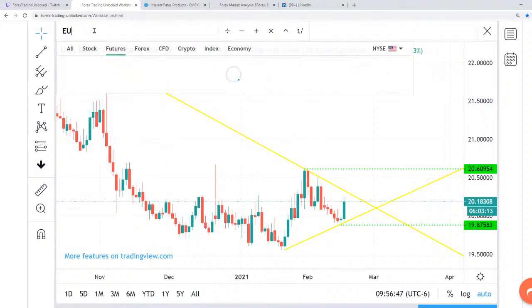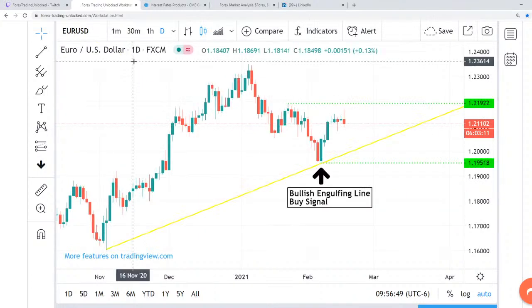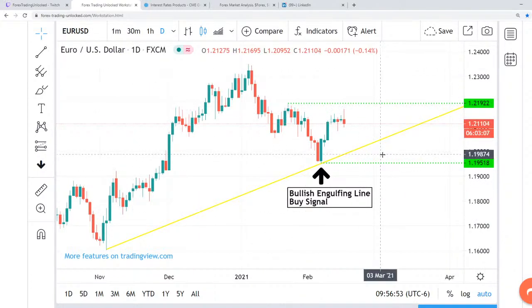Now let's go back to the euro US dollar and see what's happening now. All right, well, we don't have very much action. It is going a little bit lower. It's kind of quiet on the day. Not really much to say.